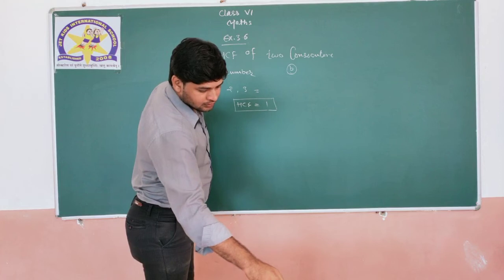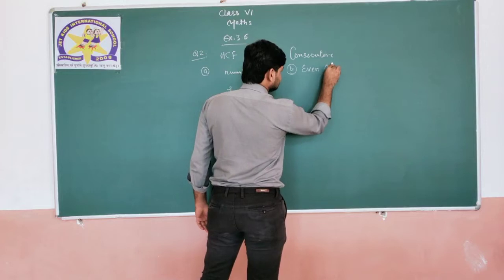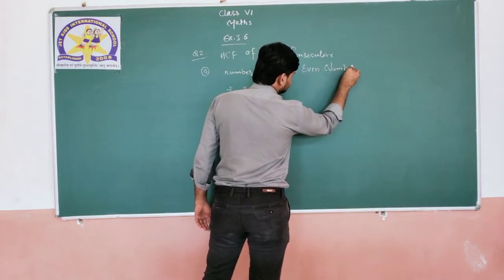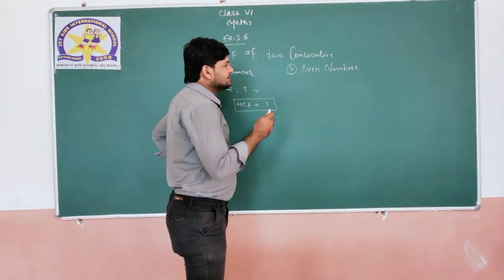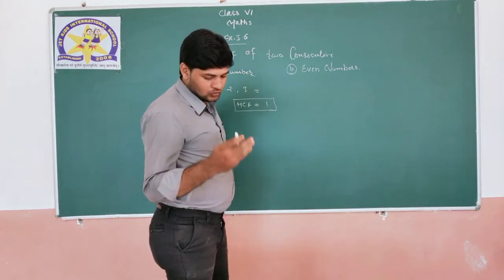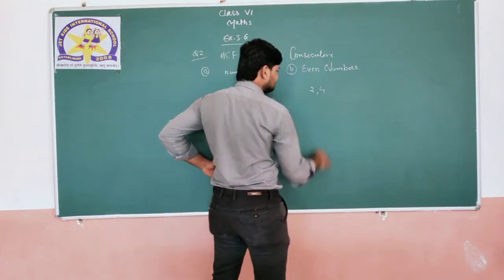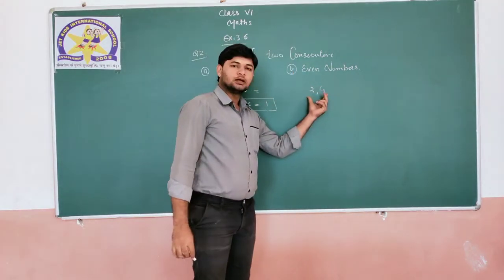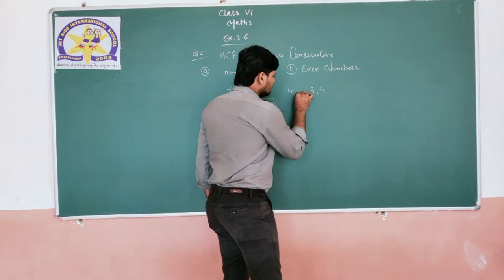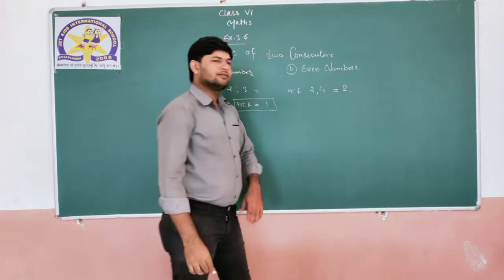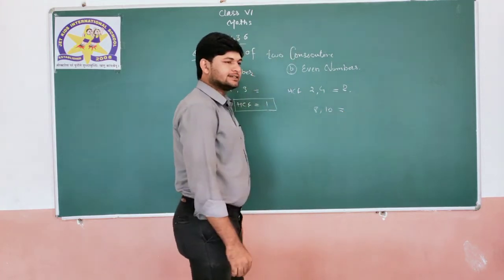even numbers. So what is the HCF, highest common factor, of two even numbers? For example, I am taking here 2 and 4. Both have common factors 1 and 2, so the highest will be 2. So HCF of 2 and 4 will be 2. If I am taking bigger numbers, say 8 and 10, then what will be the HCF of 8 and 10?